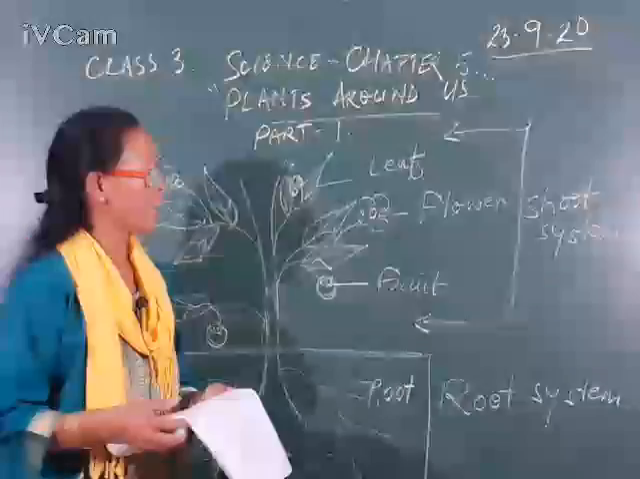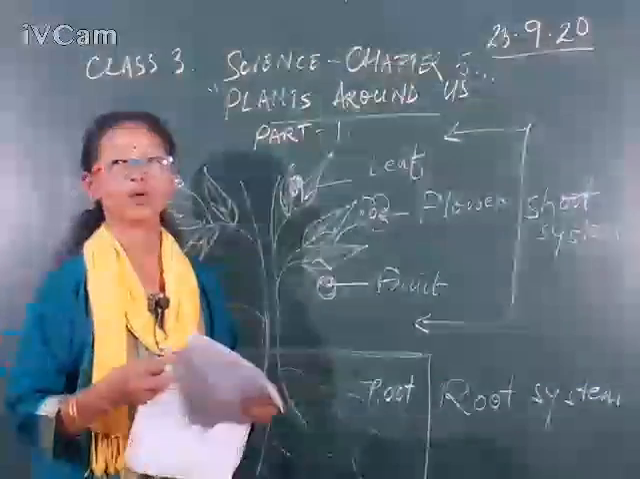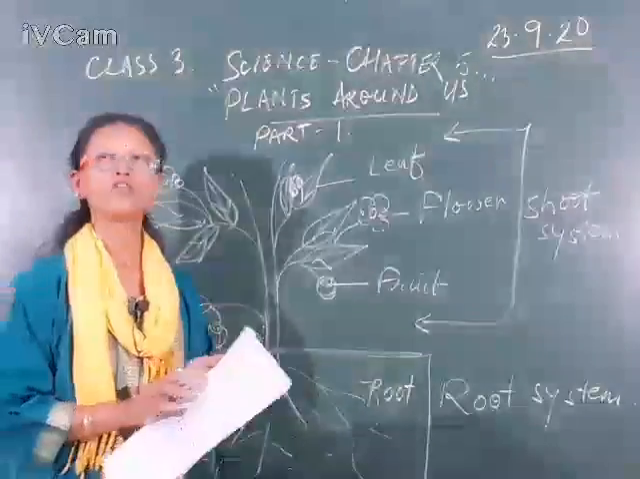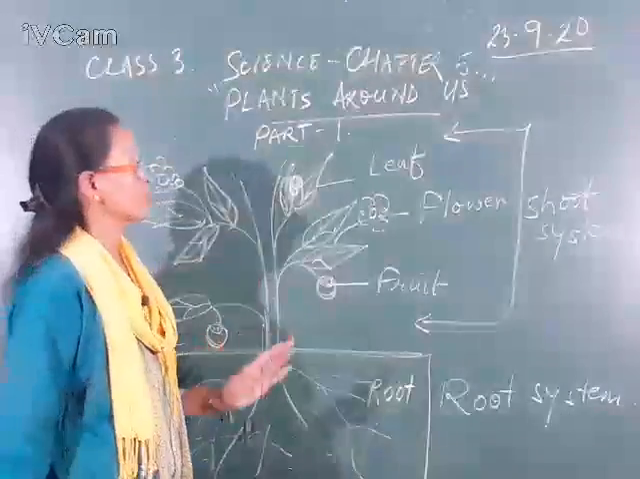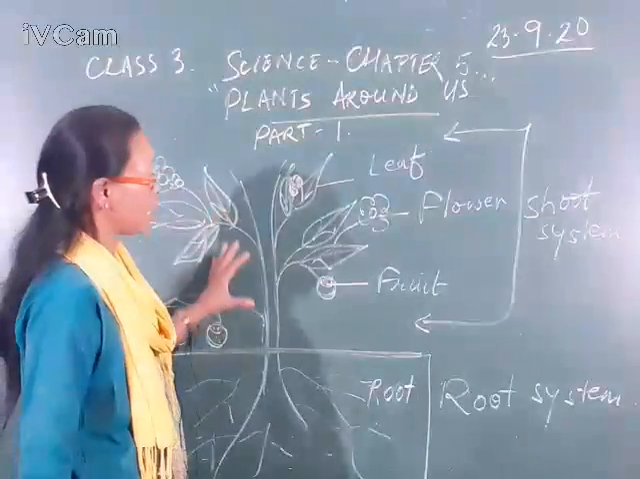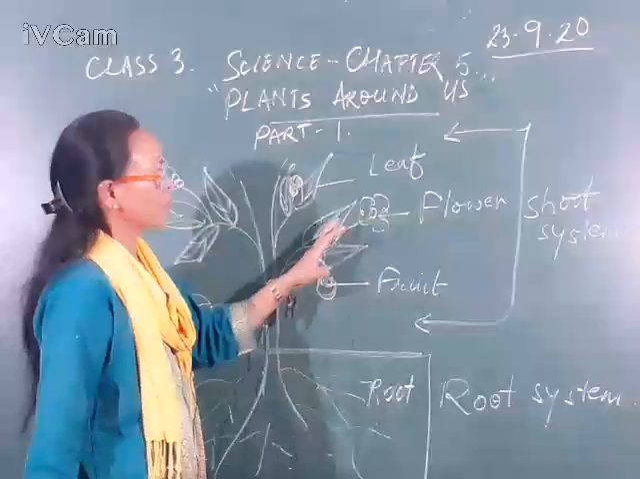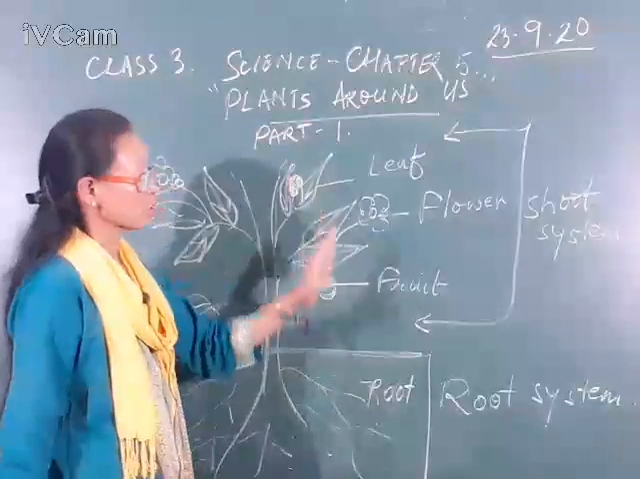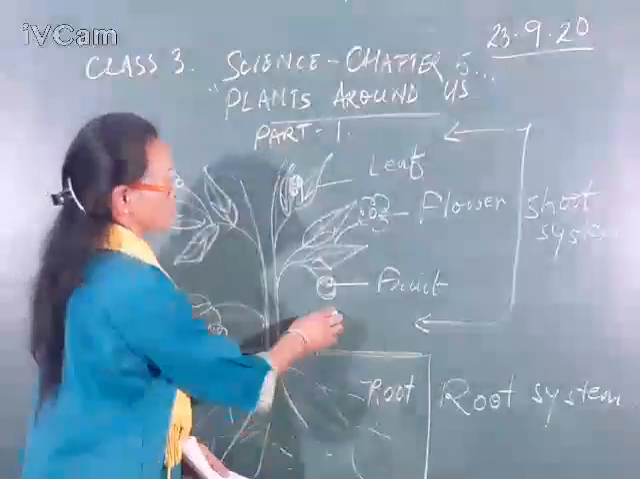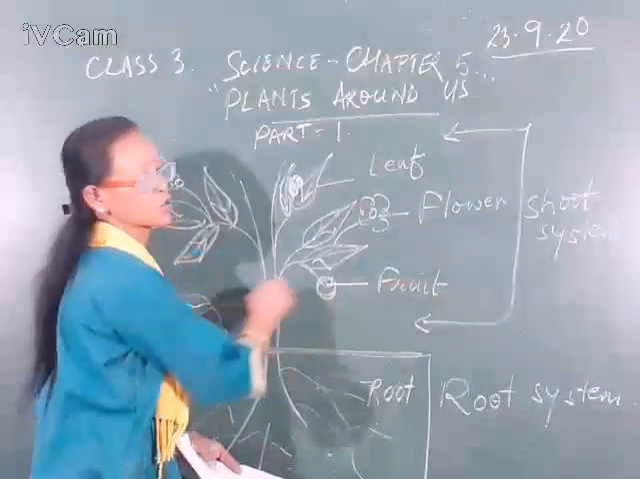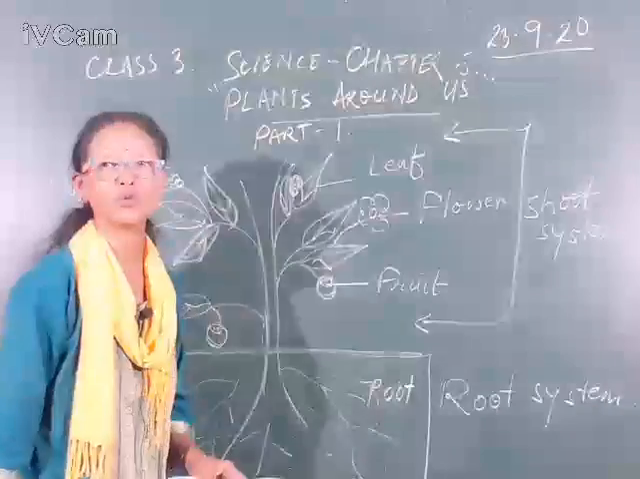Now, roots are of two types, that is taproot and the fibrous root. Okay. So, before I start taproot and the fibrous root, let me explain. These are the parts of the plant. On the top, we have the shoot system. Shoot system contains leaf, flower and fruit. Okay. So, these are the shoot system. And the root system, it has a root in it.